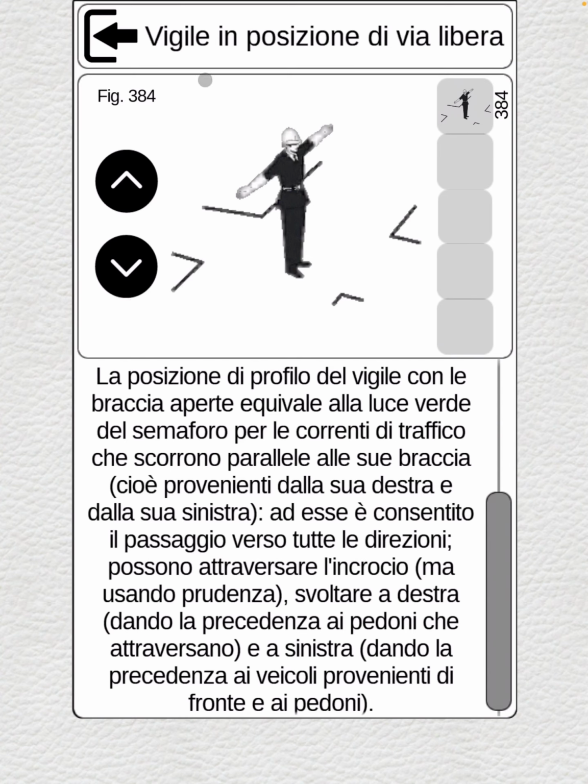You see this one now. Vigili in posizione di via libero. What is via libero? It's trying to tell you via libero is green light. Green light means via libero, you have to move. The via libero is this.